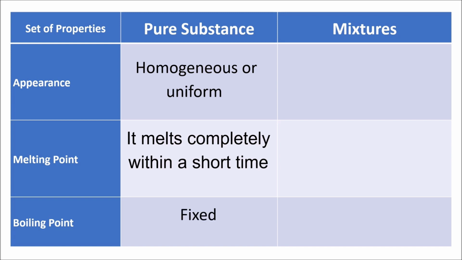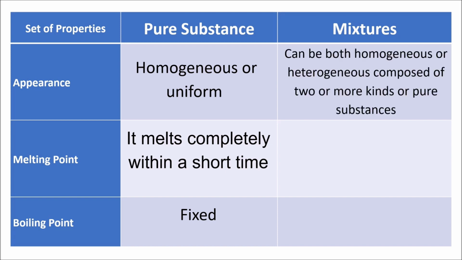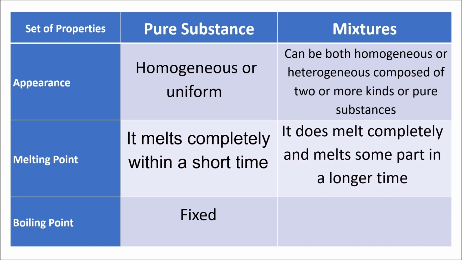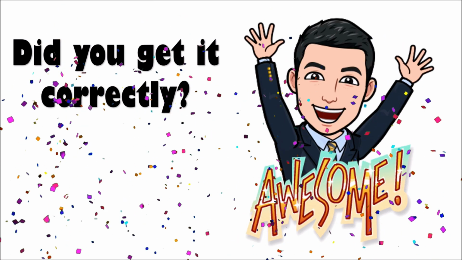Mixture is the other classification of matter. It can be both homogeneous and heterogeneous in appearance, which is composed of two or more pure substances. It does not melt completely and melts some part in a longer time. Its boiling point is not fixed. Did you get it correctly? Wow, that's awesome!